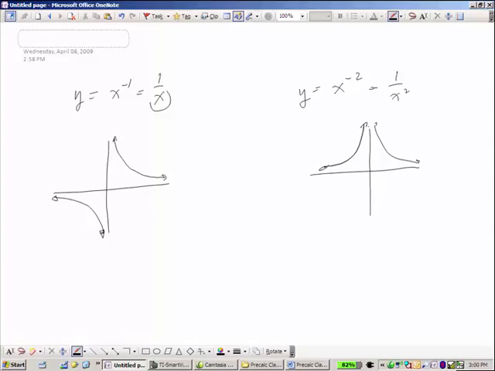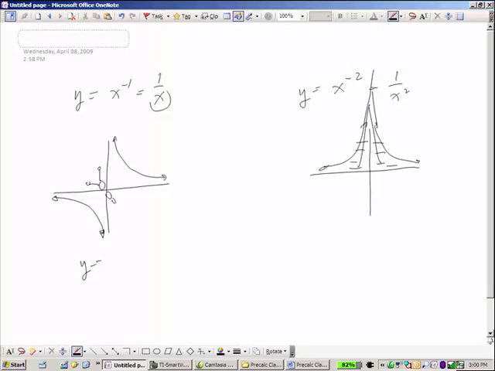A math teacher who was here many years ago referred to the family of 1 over x's as the butterfly functions, and this as the Eiffel Tower function. How does that help you remember? I have no idea. None whatsoever.